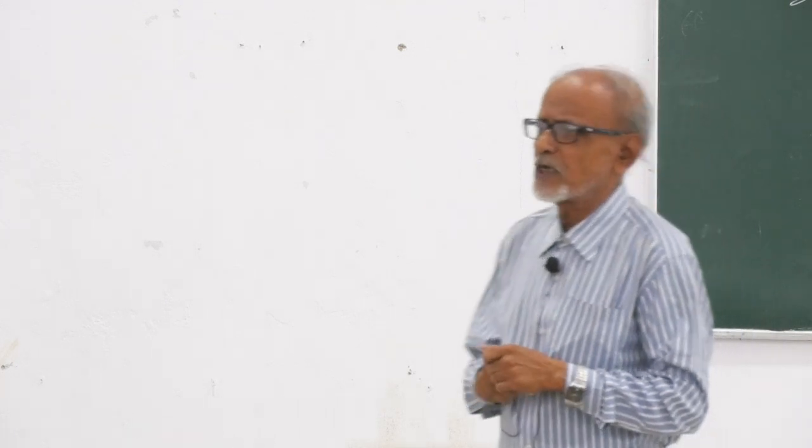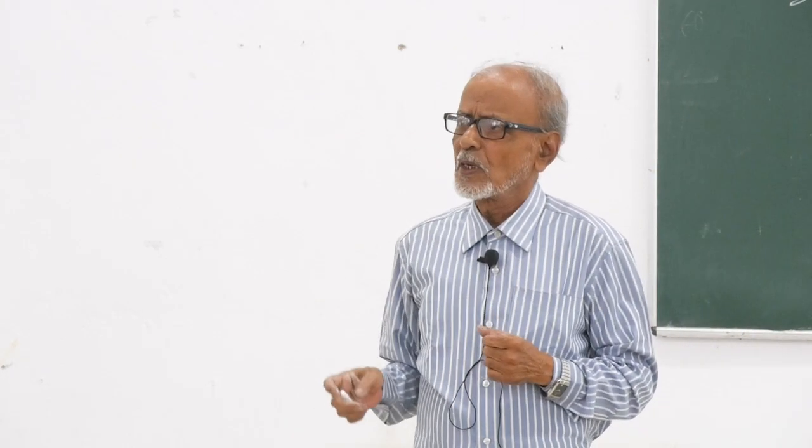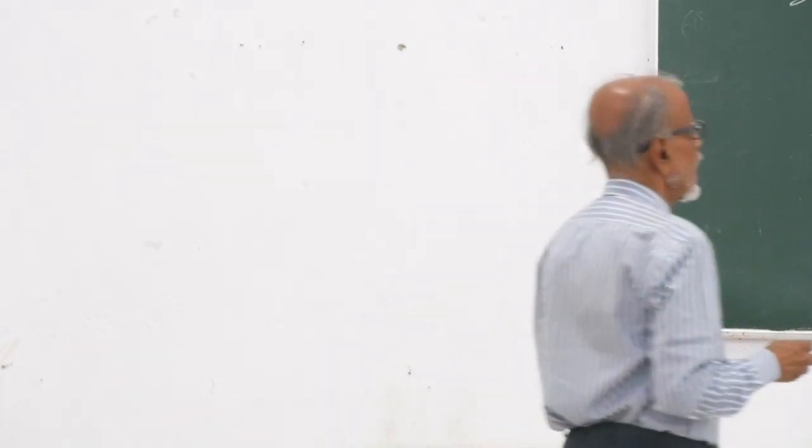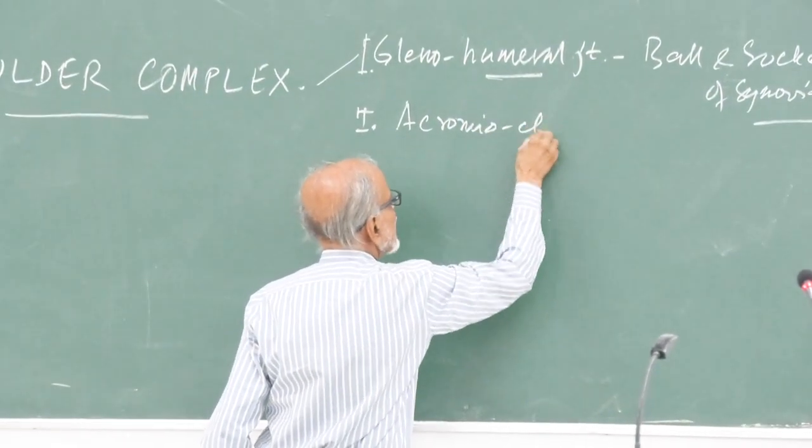It makes a joint at its lateral end with the acromion of the scapula. Therefore, that will be called as the acromioclavicular joint.